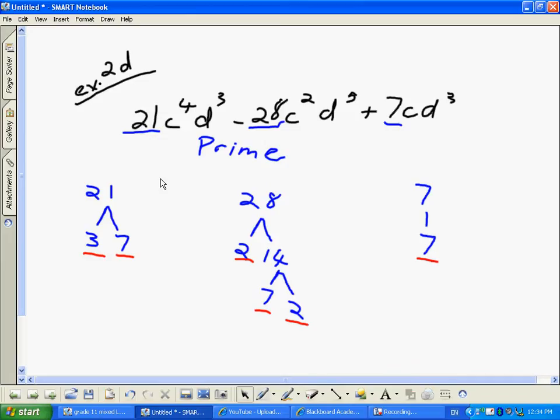Okay? So, the numbers I've underlined, I'm going to replace the above numbers. So 21, I'm going to replace with 3 and 7. 28, I'm going to replace with 2, 7, and 2. 21 was 3 and 7. And I'm going to replace 7 with, well, just 7.